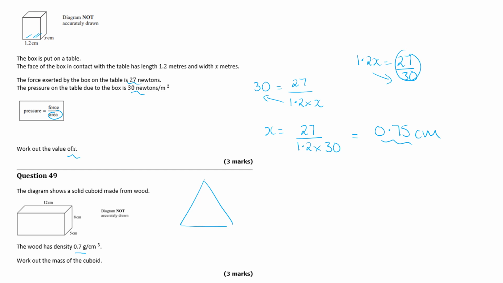Question 49, the density is 0.7. We've got our formula triangle that density is mass over volume. We're working out the mass, so the mass is going to be density times volume. So the density is 0.7. The volume is the 3 dimensions times together, so that's 5 times 8 times 12, which comes to 480, and 480 times 0.7 gives us a mass of 336, and we're going to be in grams.